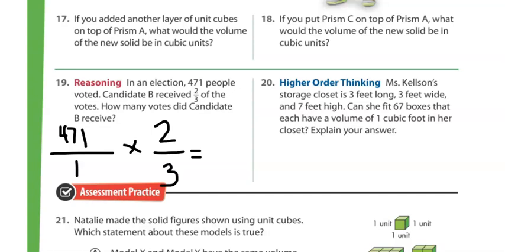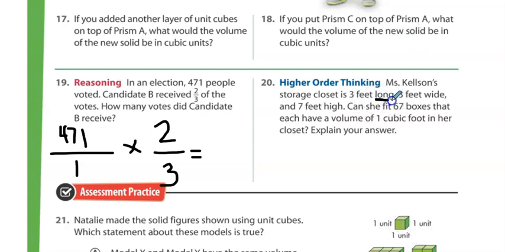All right, so now look at number 20. Number 20 says, Miss Helston's storage closet is 3 feet long, 3 feet wide, and 7 feet high. Can she fit 67 boxes that each have a volume of 1 cubic foot in her closet? So 1 cubic foot would represent these little boxes. So basically 67 boxes would be 67 of these little boxes right here.